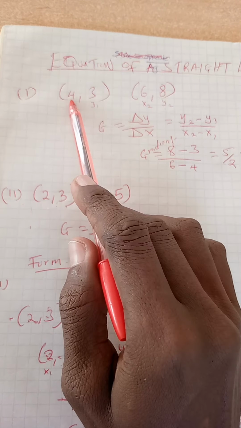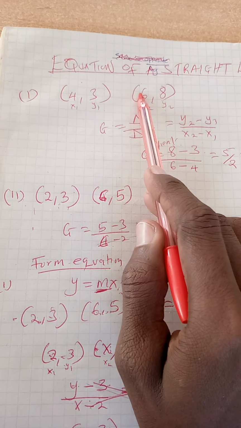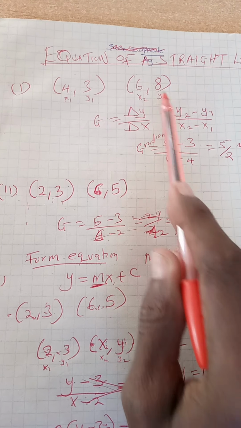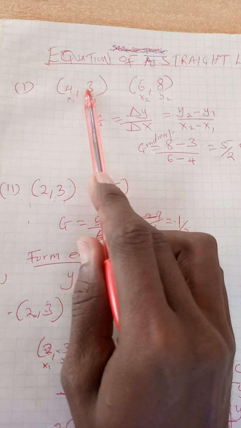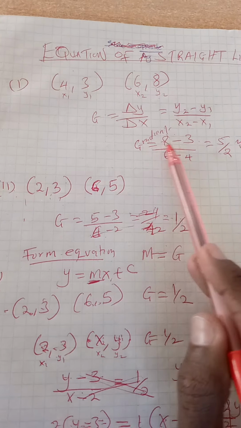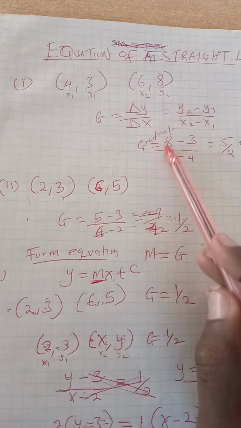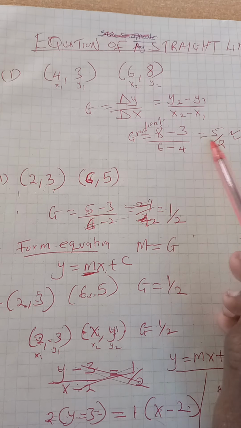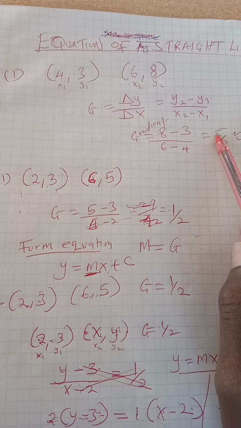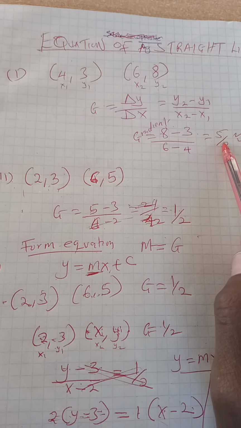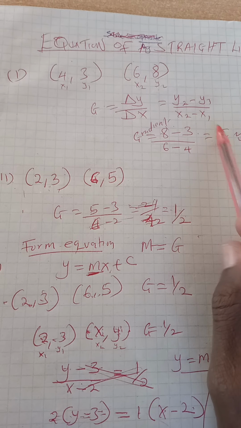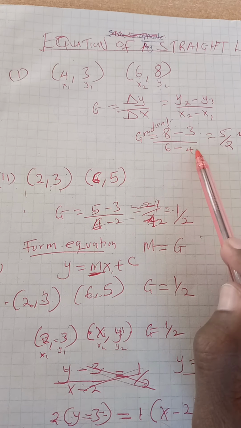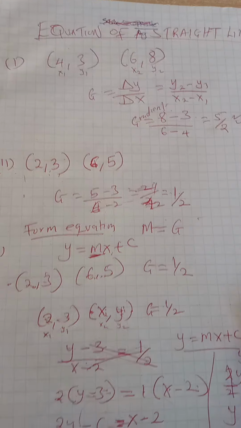Here we are given this one as our x1, this one is our y1, this one is our x2, and this one is our y2. So therefore this will become 8 minus 3 over 6 minus 4. 8 minus 3 gives us 5, and 6 minus 4 gives us 2. So the gradient there is 5 over 2. Here we are only asked to find the gradient, and our gradient is change of y over change of x, which is 8 minus 3 over 6 minus 4, and there we have 5 over 2.